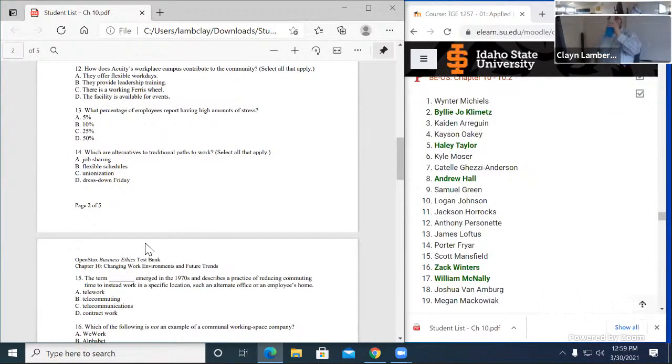So it says, which are alternatives to traditional paths to work? And I put A and B, job sharing and flexible schedules. Okay, why is that? Because the traditional is like you have your little office and you do all your work, and you have all your assigned tasks. Job sharing is more like people share the weight of the job, and flexible schedules is an alternative because instead of having a 9 to 5 every day, you have more flexible hours that you have more say over.